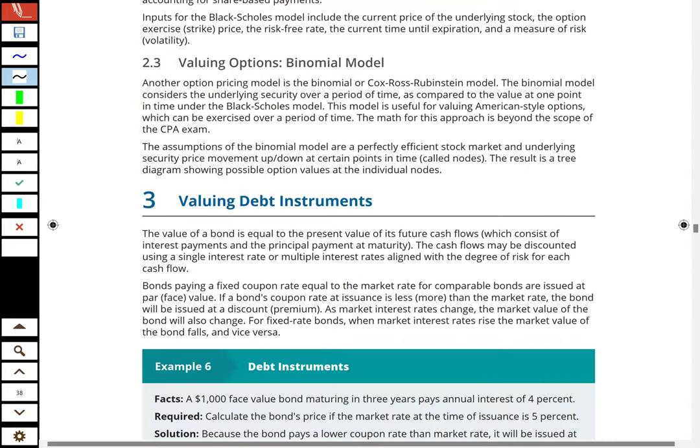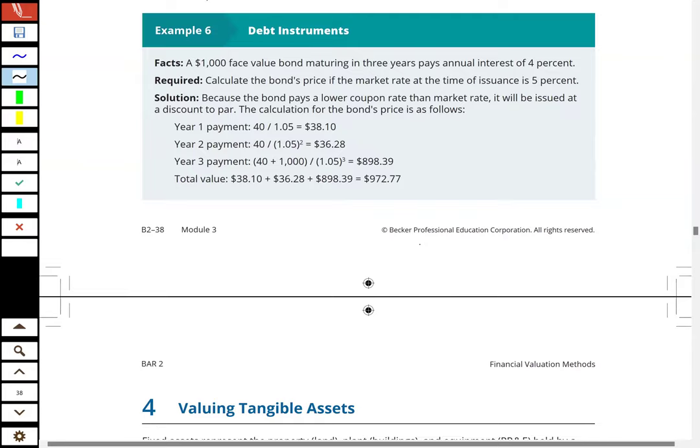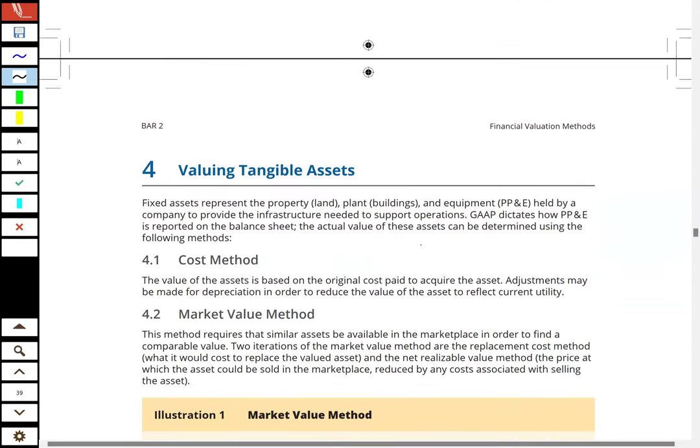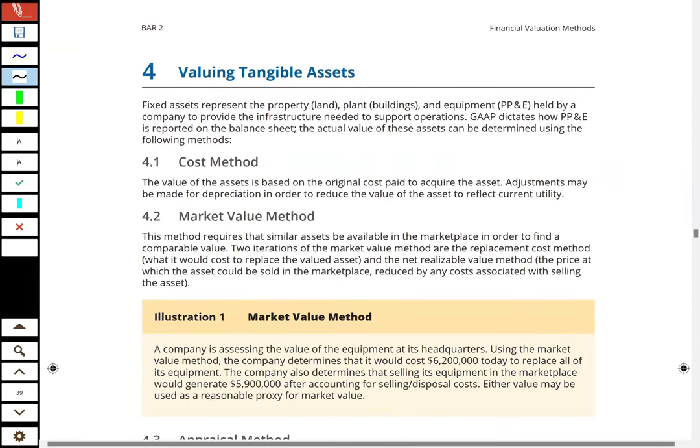Good. Coming over, let's take a look at valuing tangible assets. When we talk about tangible assets, we're often talking about property, plant, and equipment. So let's look at valuing, and we could use the cost method. The cost method is based on the original cost paid to acquire the asset, and adjustments may be made for depreciation on property, plant, and equipment.